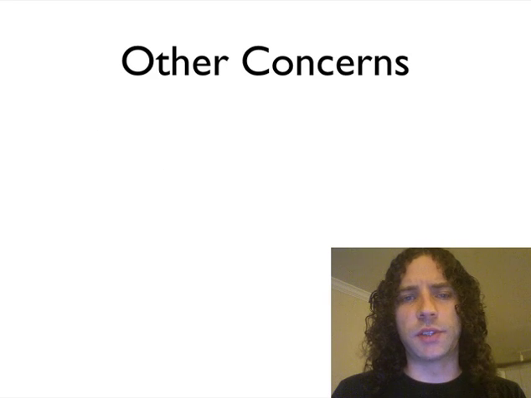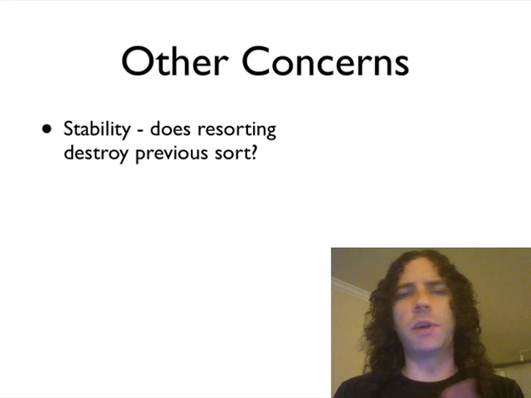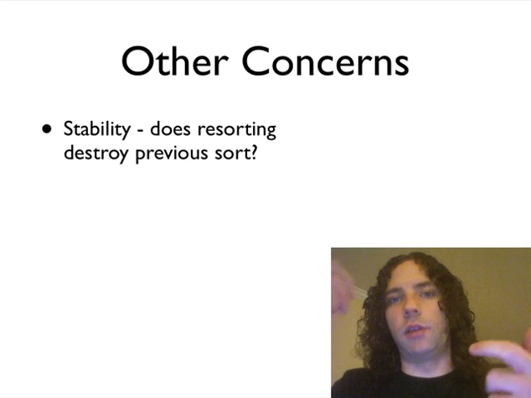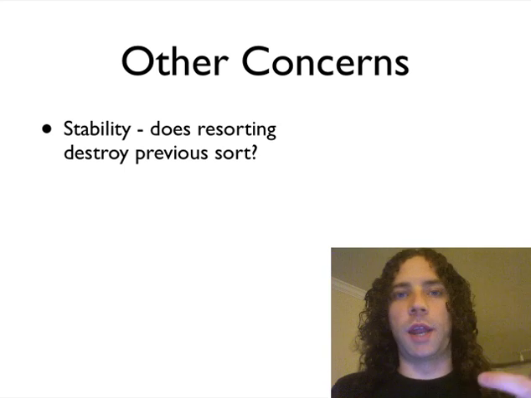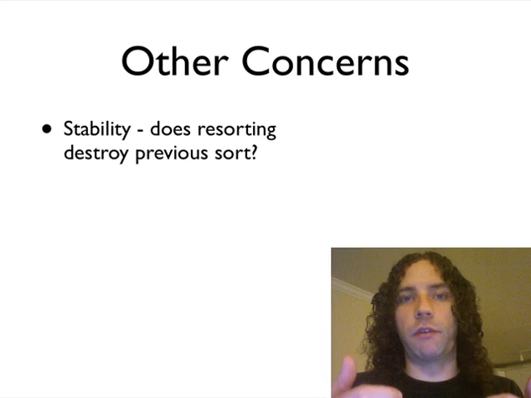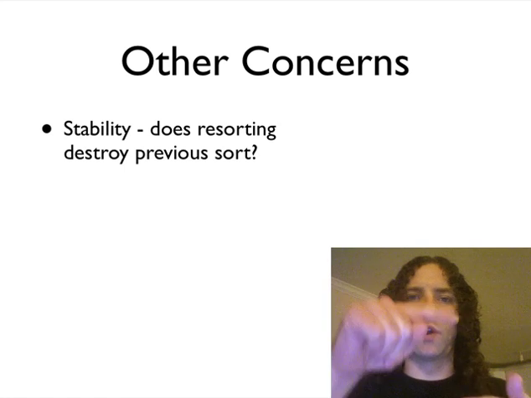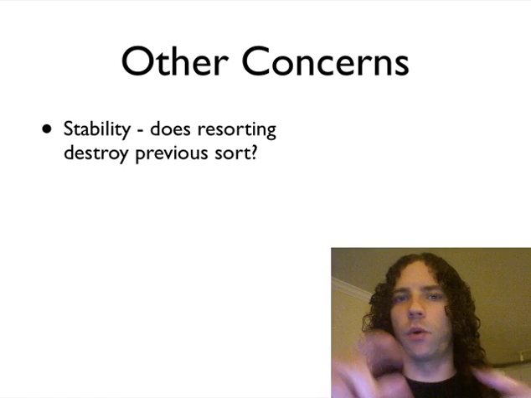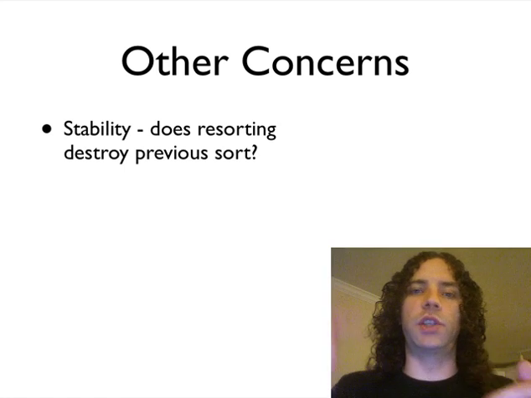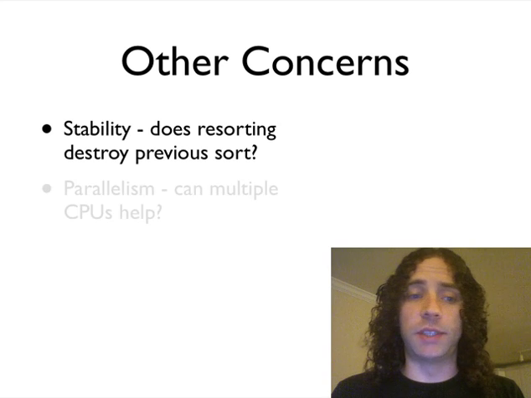So some other concerns come up. There's something called stability. Does resorting destroy previous sorted data? If you have a list of people's names along with their favorite colors, you sort by name, and then you sort by favorite color, does that destroy the sorting you already had, or are they still alphabetized within each color? It's important for certain pieces of data.